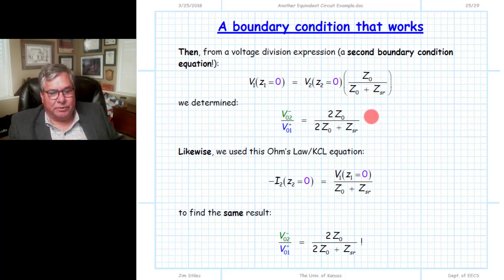Or we could have gone through and used the total voltage V1 and Ohm's law to determine the current on their side, I2. We did both of these, and we solved for this ratio, and guess what? We got exactly the same result as before.